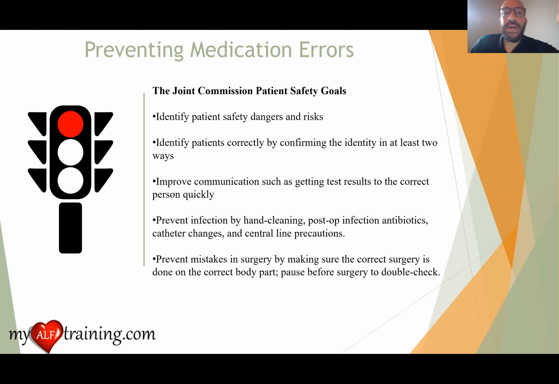Okay, have I identified patient safety dangers and risks? Have I identified the patient correctly with two identifiers, their name and their date of birth, their name and their address? How can I improve communication, such as getting test results to the correct person quickly? Is my communication, did I communicate best with the patient? Did I communicate with the doctor? Did I communicate with the pharmacist correctly? All the information that I've gathered from those three different people, did I communicate with them the best?